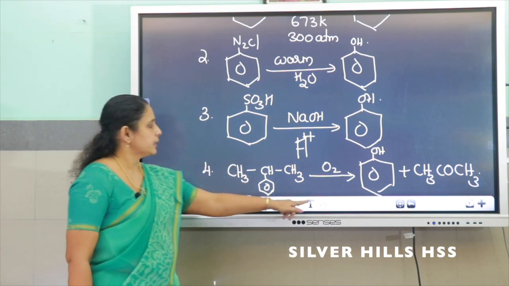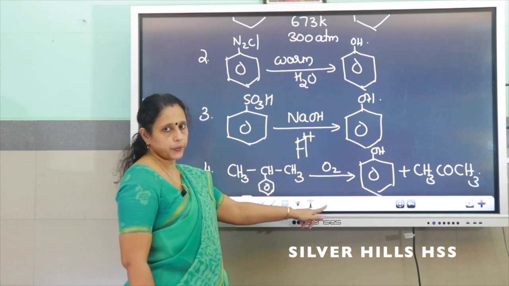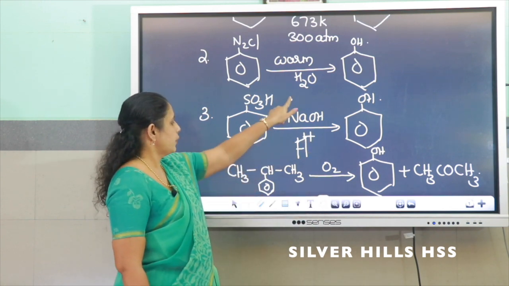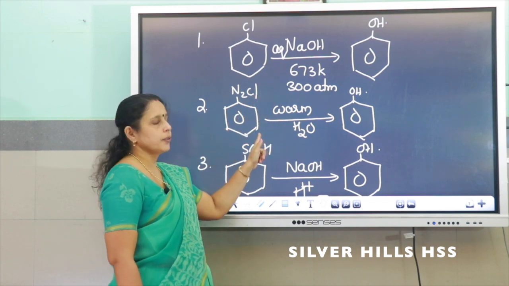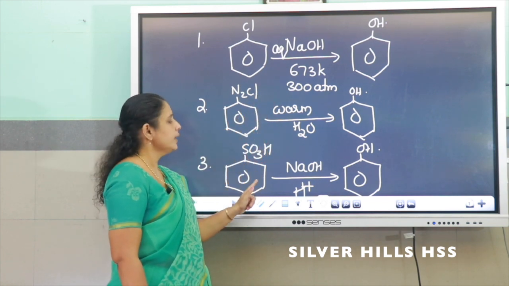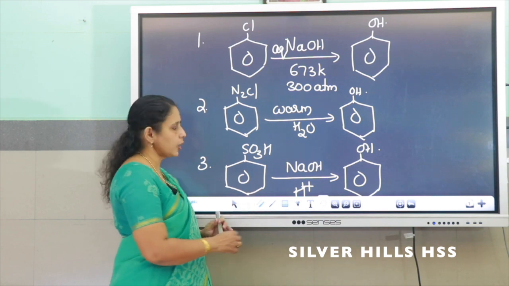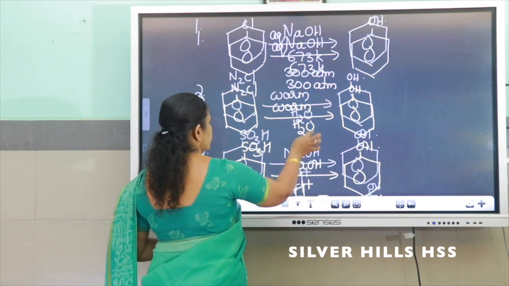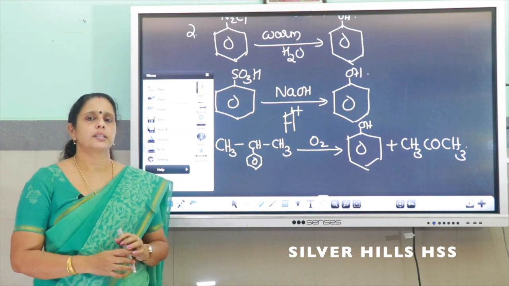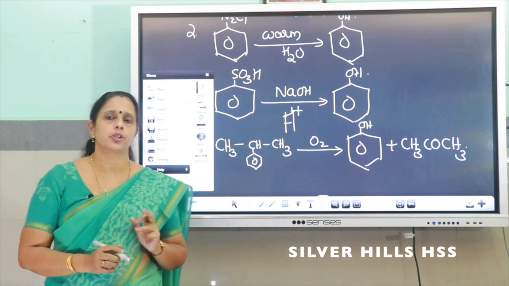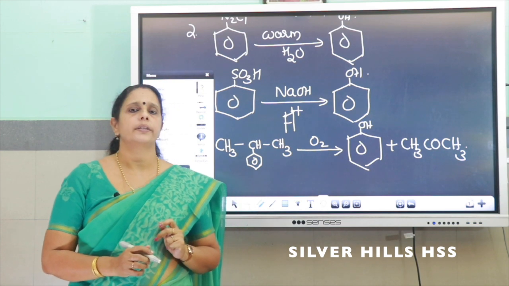So, these are the methods of preparation of phenol. First one from chlorobenzene, second one from benzene diazonium chloride, third one from benzene sulfonic acid, and the fourth one from cumene. So, in this class we discussed the preparation of alcohol and phenol.